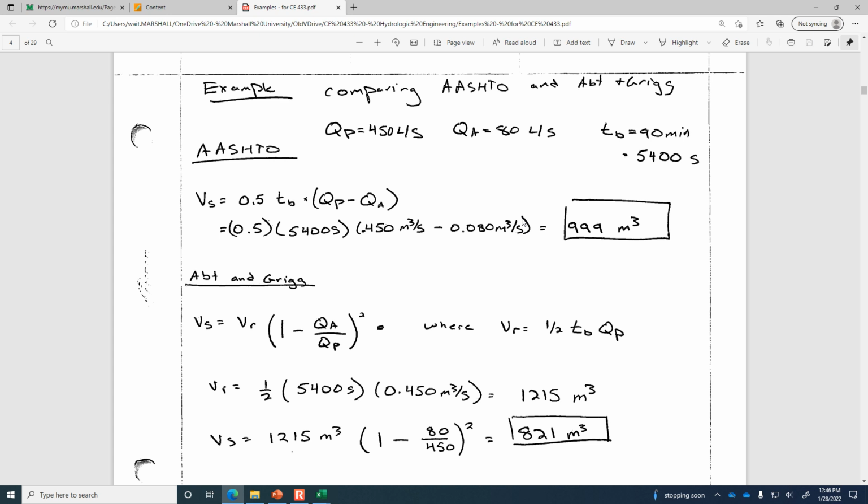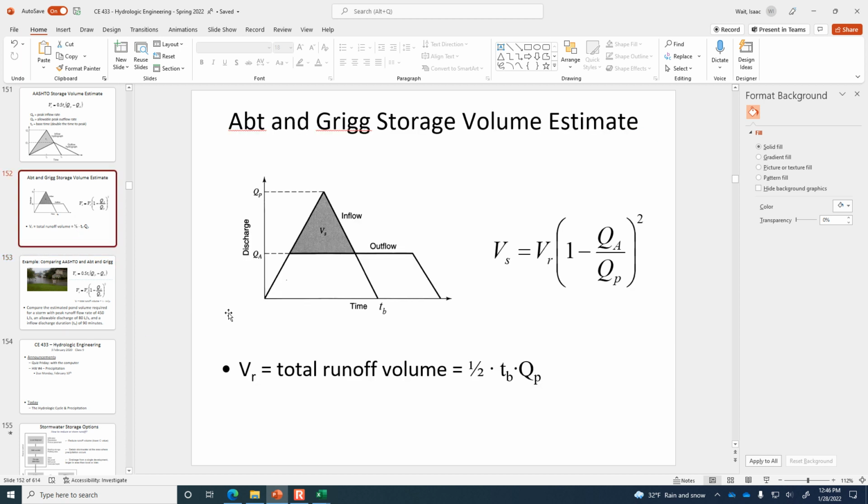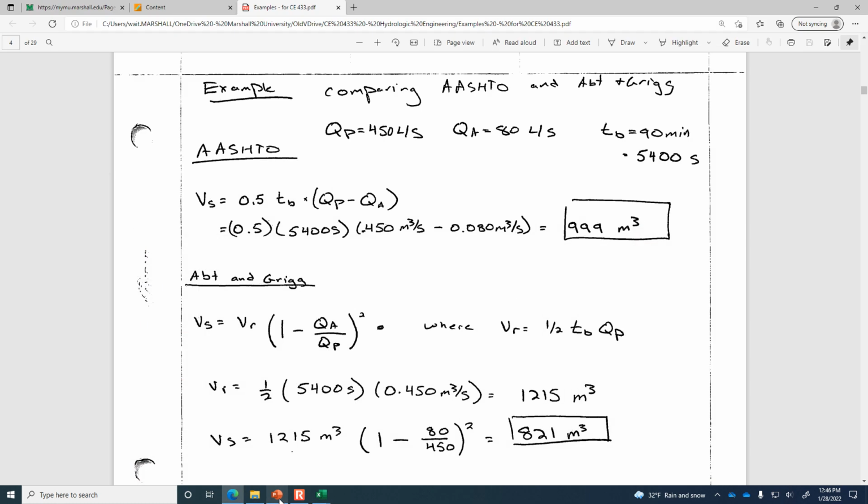Abt and Grigg gets us in the same ballpark, similar. We need to calculate the V sub R, excuse me, the total runoff volume. And so the pond itself is only going to be 821 cubic meters, because during the storm we're going to release some of the flow. It'll just pass straight through the pond and not be retained.